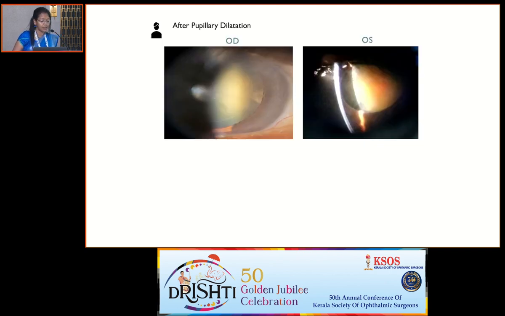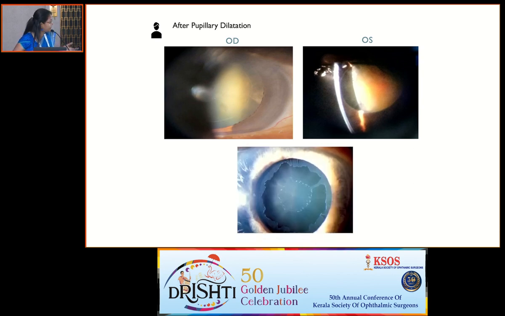Pupillary dilatation is very essential in these cases. As you can see, in the left eye the pseudoexfoliation was evident, but the right eye, interestingly, in this patient, showed the zones which you see characteristically in case of pseudoexfoliation. So here you can see the peripheral zone with the radial striations. Now this is said to be the consistent finding in case of pseudoexfoliation syndrome.